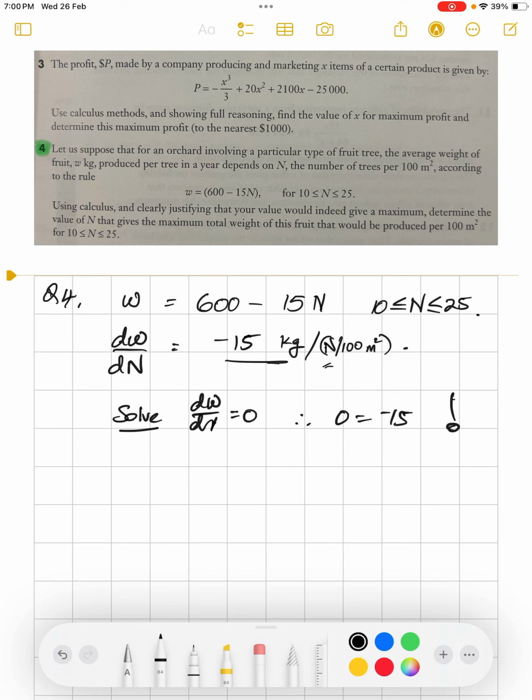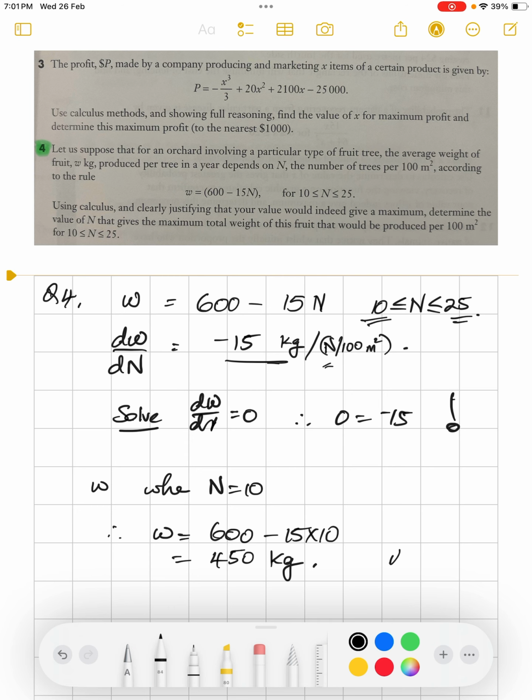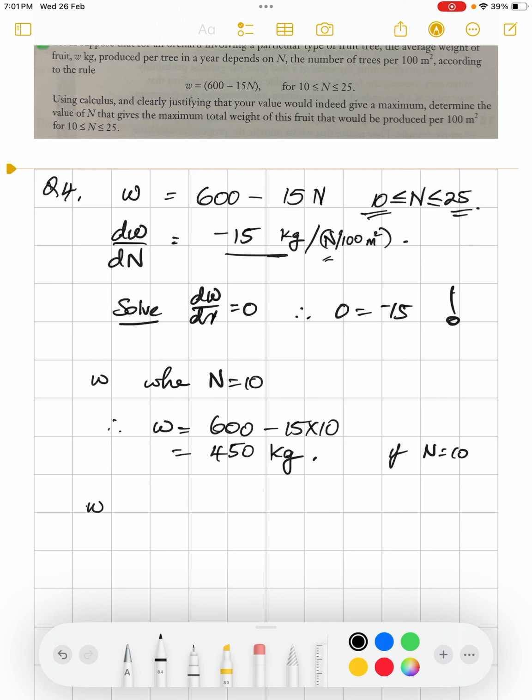So the derivative is dropping by 15 kilograms every time we increase N. So if we look at our two extreme values, 10 and 25, what is the weight when N is 10 trees? The weight would be 600 minus 15 times 10. So you've got 450 kilograms as our weight if N was 10.